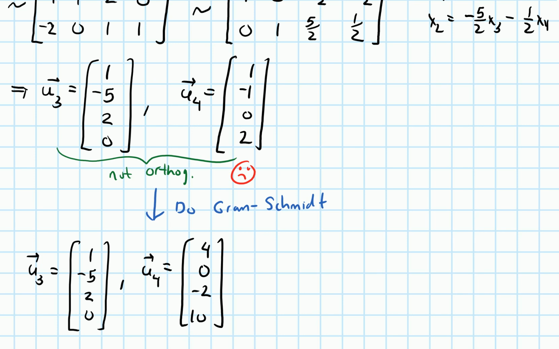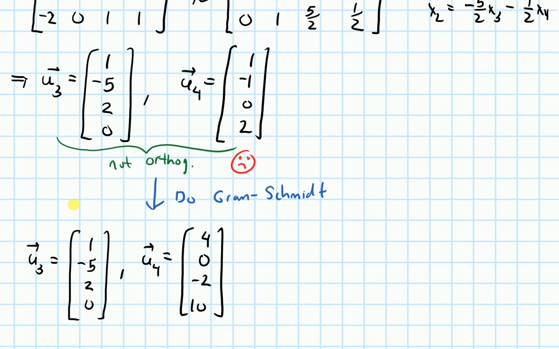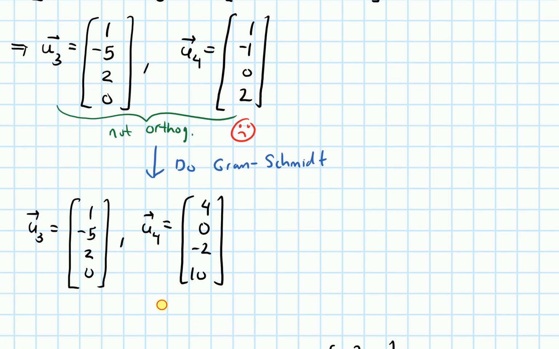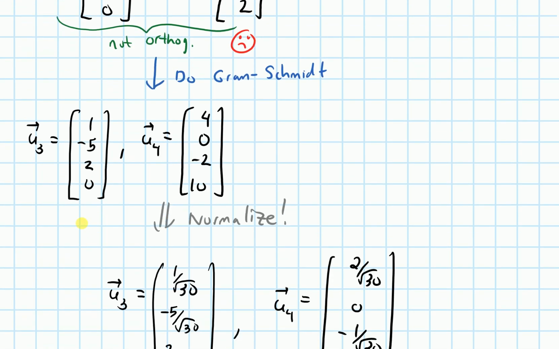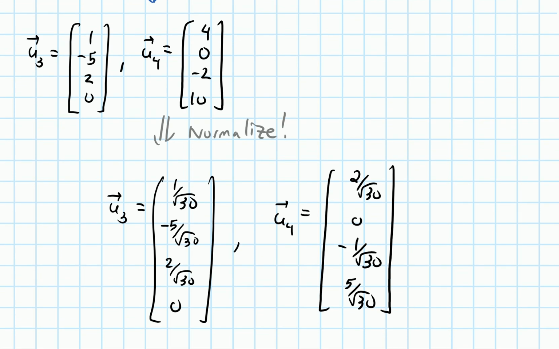All right, so now are we done? Are u3 and u4 good? Still no, not quite, but almost. They are not unit vectors yet, so we need to normalize them. After we normalize them, we end up with these two vectors. This is what they look like after we normalize them. So now we've gotten the remaining vectors of the matrix U. They are now orthonormal, like we want them to be.